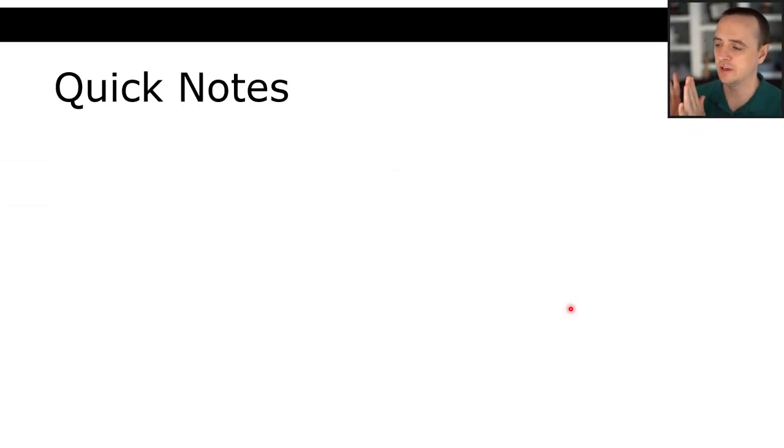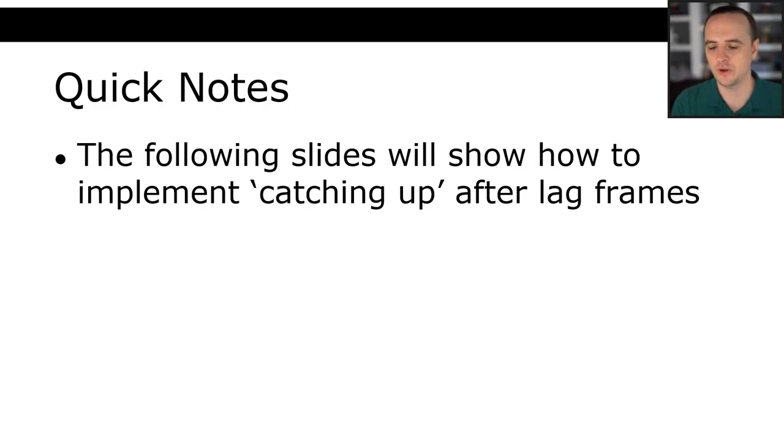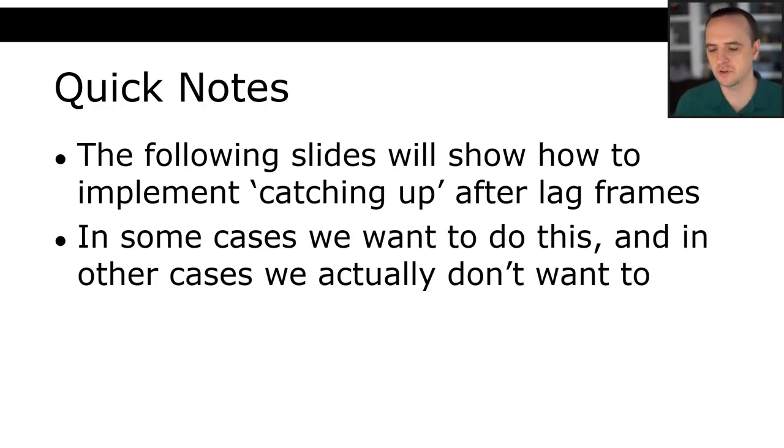So that's how we can just set a frame limit. But I talked about that problem of what if things lag a little bit, right? How might we want to catch up? So quick notes on the remaining slides in this lecture. The following slides are going to show us how we could possibly implement catching up with the game engine after a certain amount of maybe lag frames. And lag frames were caused by too much computation on specific frames. Just keep in mind that in some cases, you may want to do this.